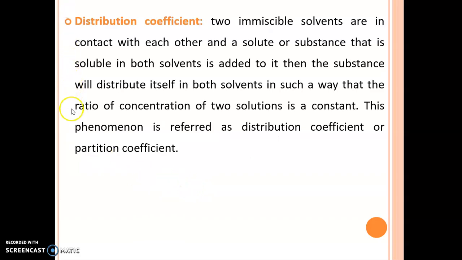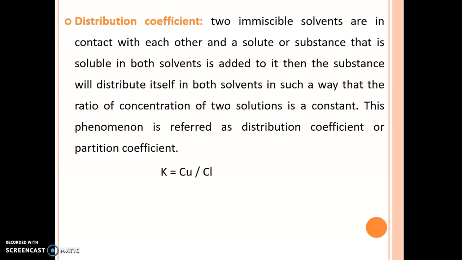So in this liquid-liquid extraction, the separation is based on the partition coefficient ratio. First we will see what is meant by distribution coefficient. Two immiscible solvents are in contact with each other and a solute or substance that is soluble in both solvents is added to it. Then the substance will distribute itself in both solvents in such a way that the ratio of concentration in the two solutions is a constant. This phenomenon is referred to as distribution coefficient or partition coefficient. It means the separation of the phases depends on the distribution coefficient.